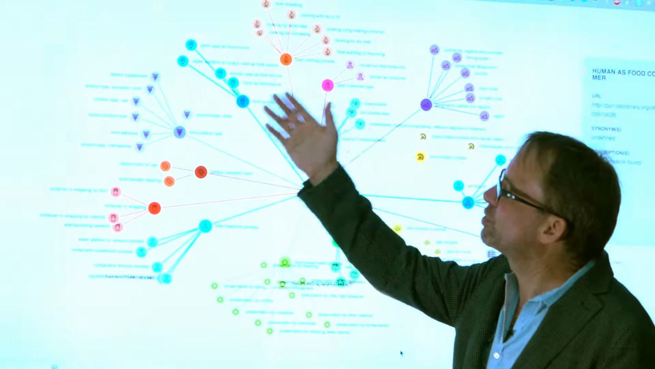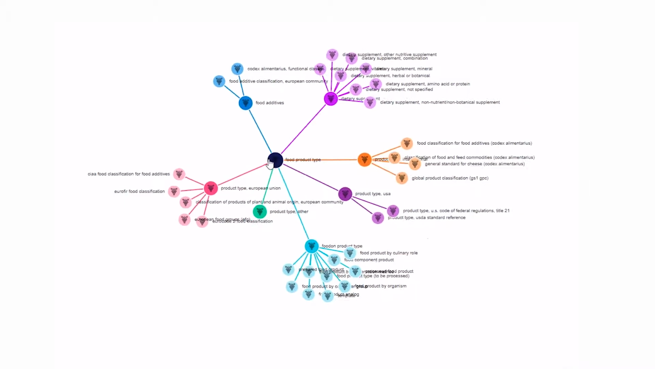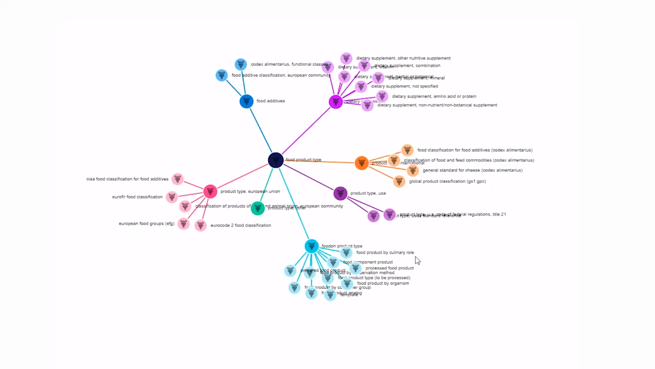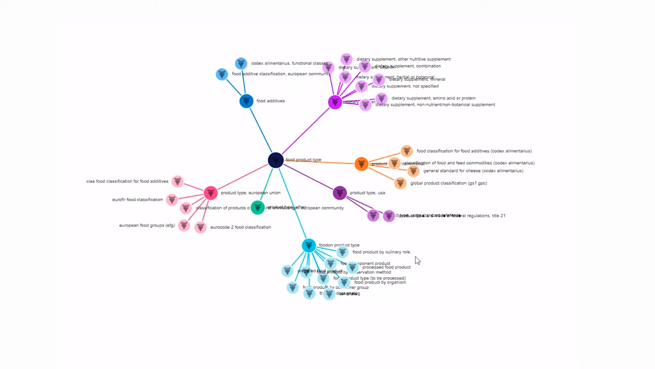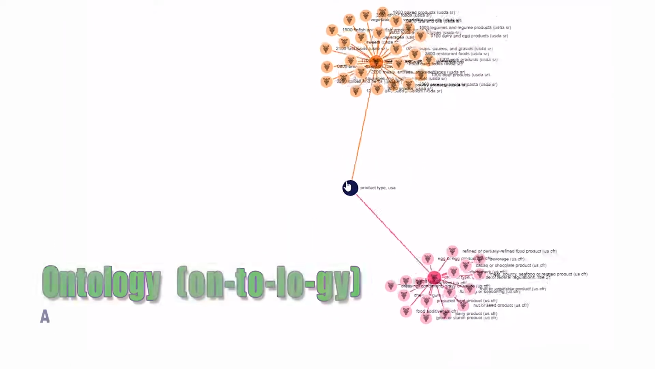And we can even drill into things like food product type. We can see that we've got all these different ways of categorizing food product types, and we can even look inside of like food additives. And like here, we can highlight and we can just filter out just this section of the ontology.